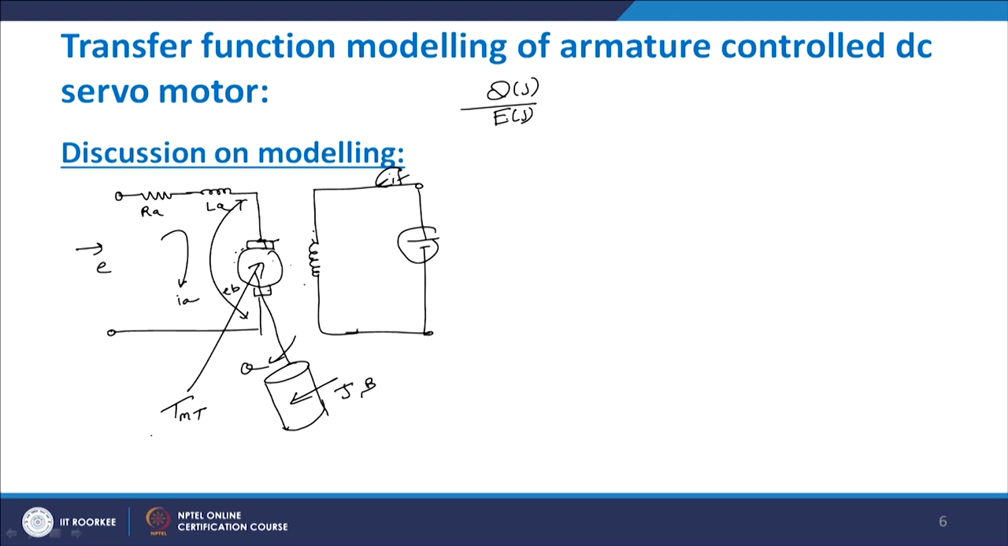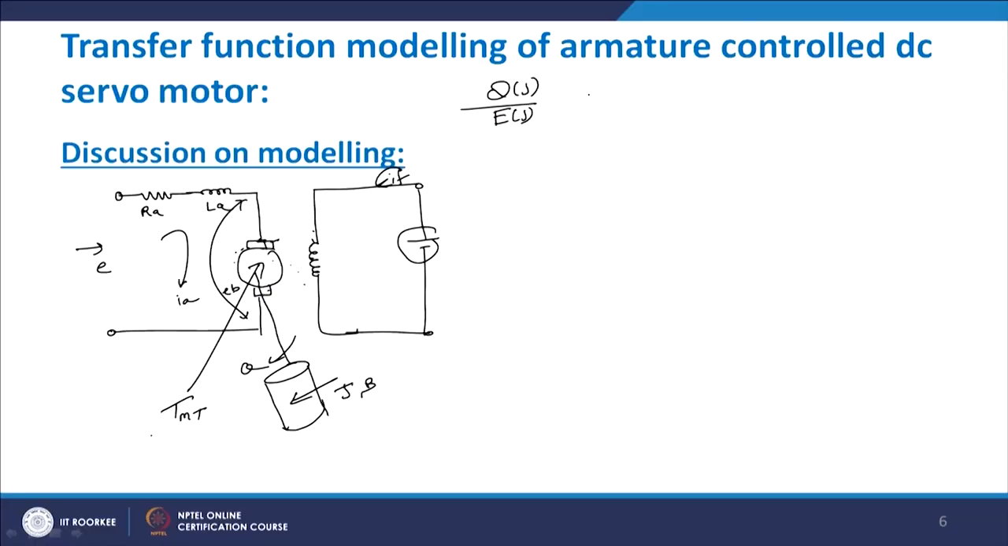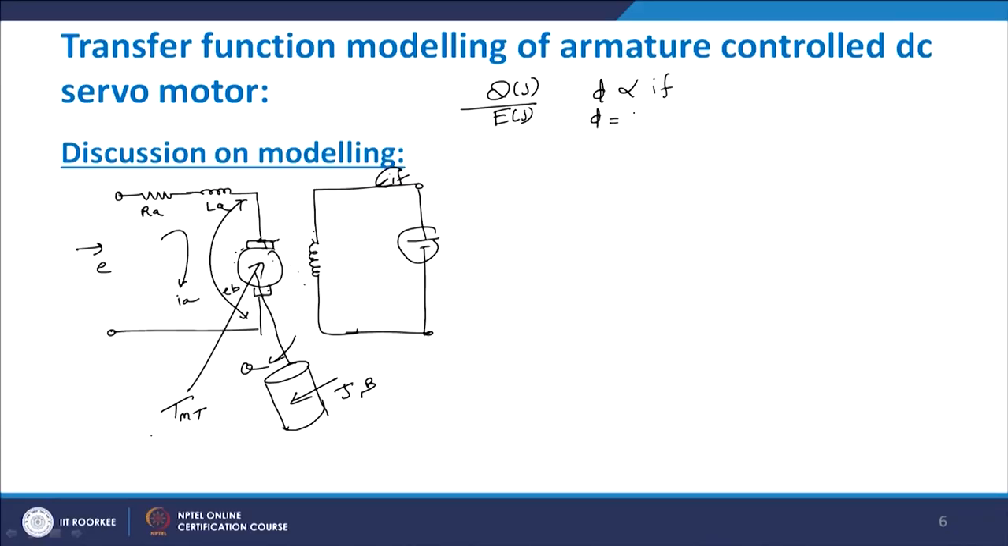Now we start deriving this. What is the first step? We see that because of the field current, the flux is produced. If we consider the linear range of the magnetization curve, we write the expression as the flux is proportional to the field current. Here we assume the linear range of the magnetization curve. Therefore, we write this expression as phi equals Kf into If. This has been replaced by K1.